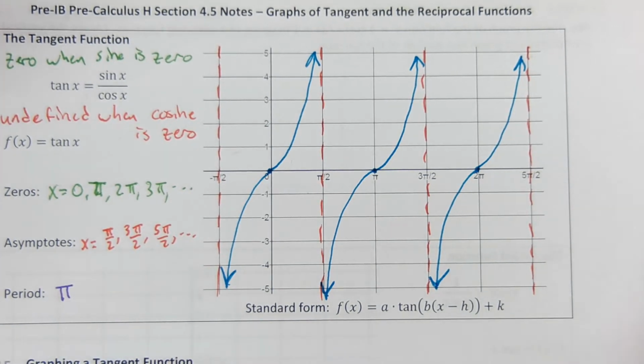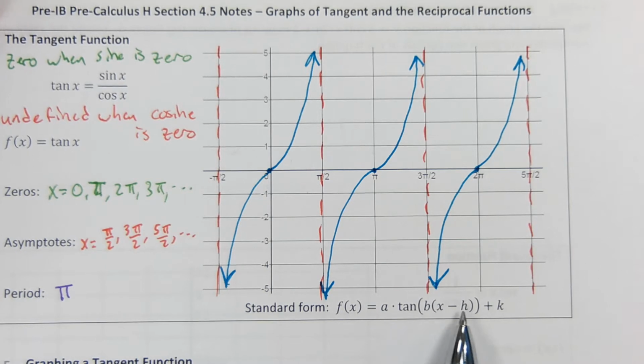So when you're working on graphing these things and you're trying to figure out how often stuff happens, the period is pi, not 2 pi. So you would do pi over b, not 2 pi over b. Comfortable with that idea? Okay.